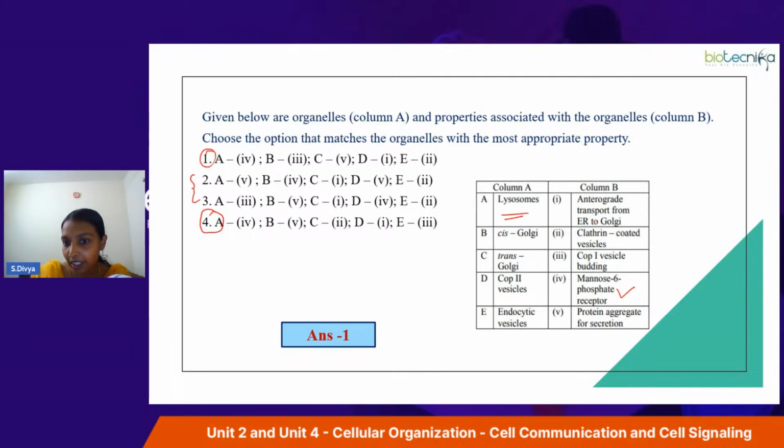So anterograde is a forward movement. Always remember, clathrin coated vesicle is related to endocytic vesicles. Okay. Cis Golgi, trans Golgi. So for secretion, obviously it is trans Golgi. Okay. So very good. Good to see the majority of you have given the correct answers.